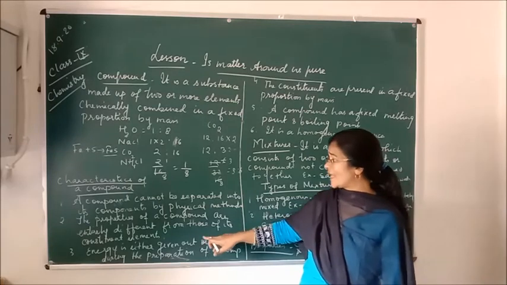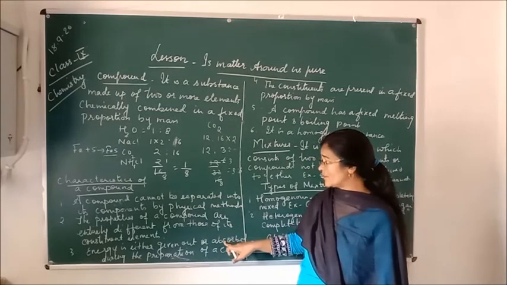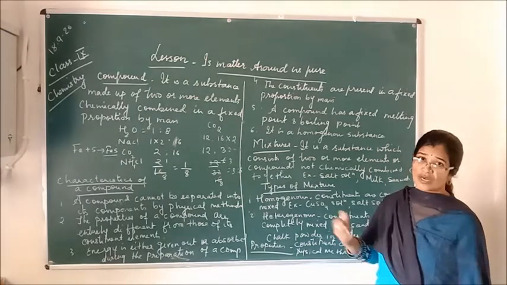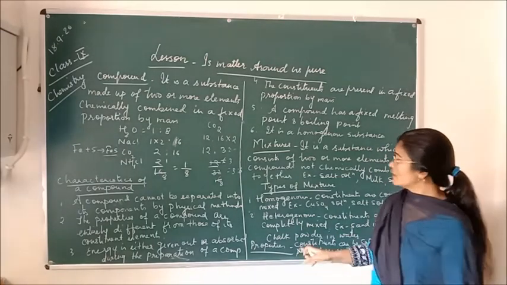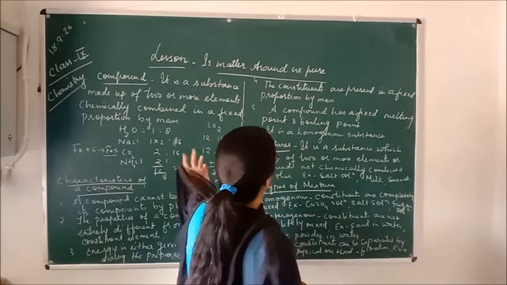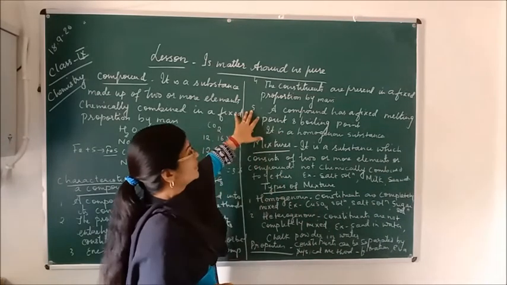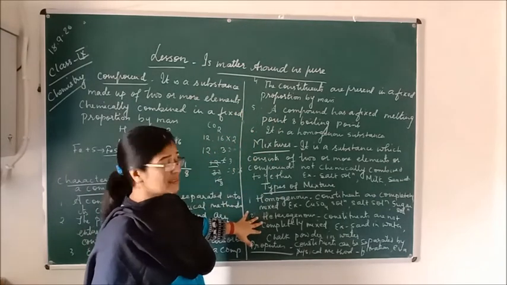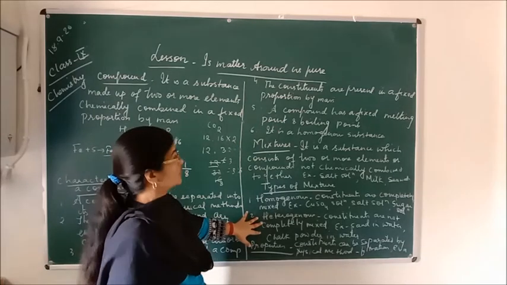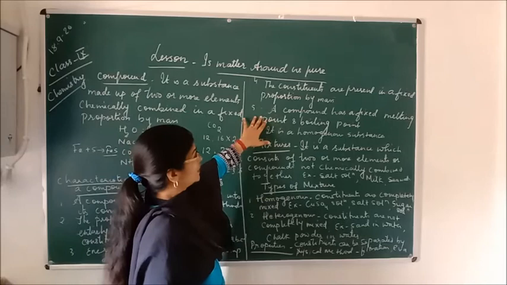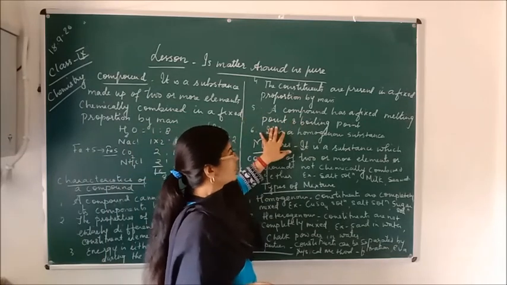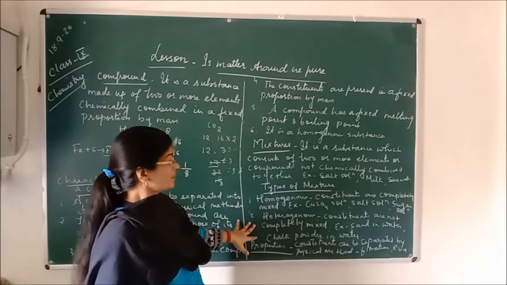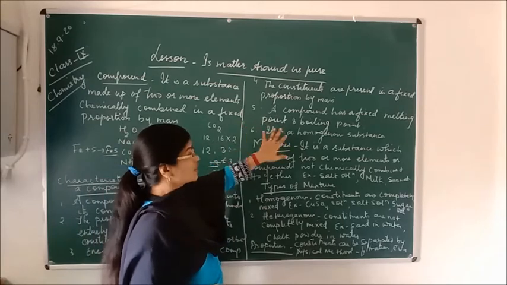In a compound, energy is either given out or absorbed during its preparation, whereas in a mixture energy is neither given out nor absorbed in its preparation. Another property: in a compound, the constituents are present in a fixed proportion by mass, but in a mixture they are not present in a fixed proportion by mass. And a compound has a fixed melting and boiling point, but a mixture doesn't have any fixed melting and boiling point.